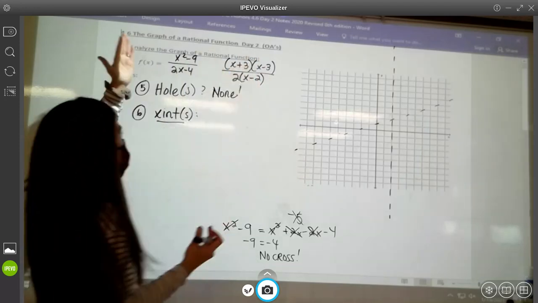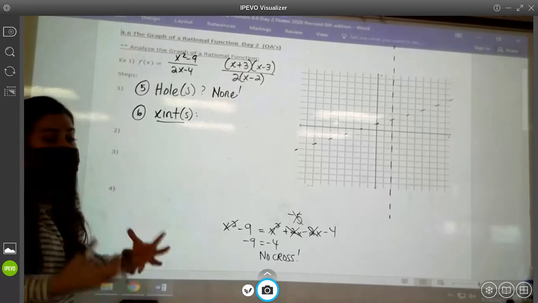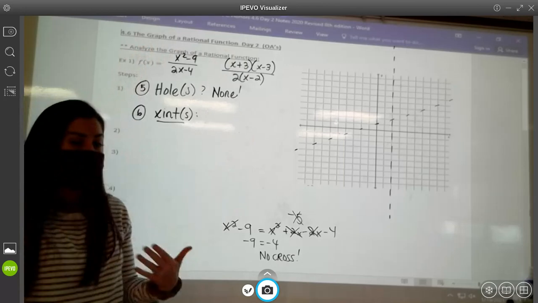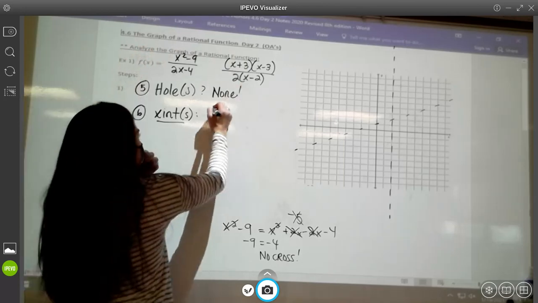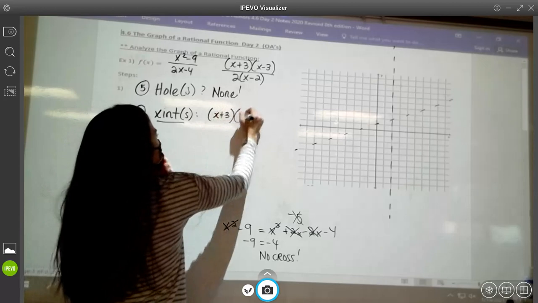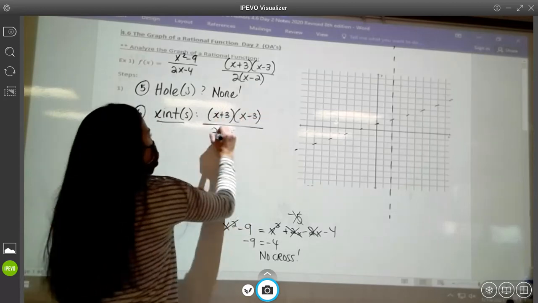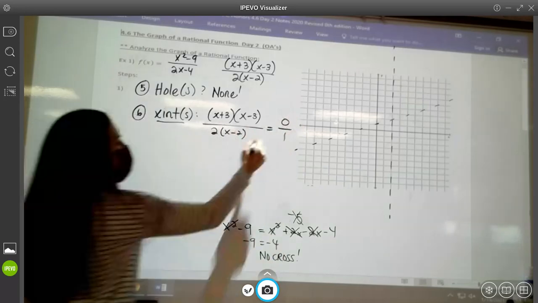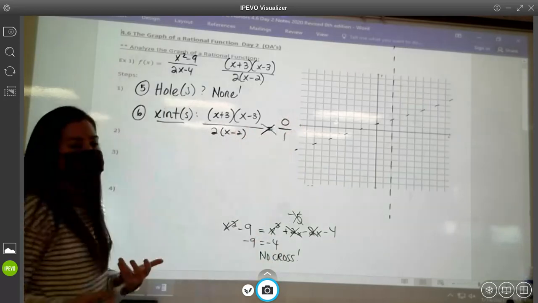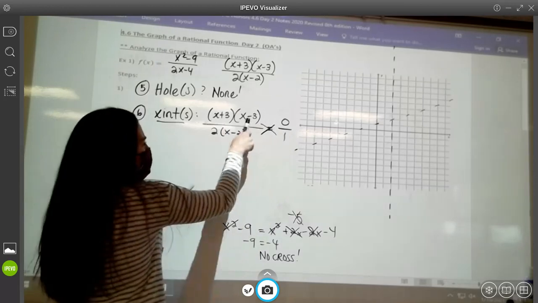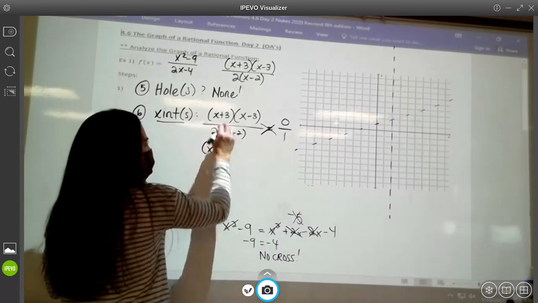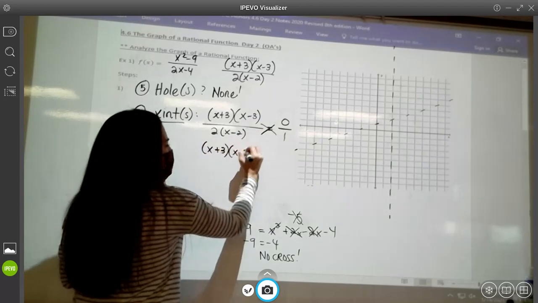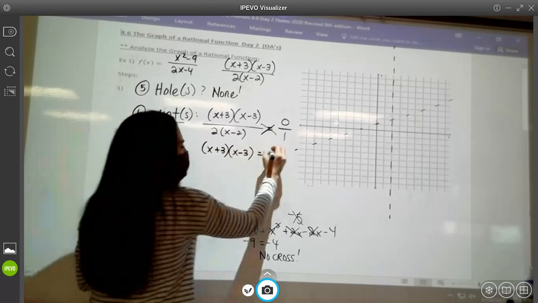Do I want to set this one equal to 0 or do I want to set that one equal to 0? Sometimes it's easier to work with the multiplied out one, and sometimes it's easier to work with the factored one. All right, I'm going to take the factored one. X plus 3 times x minus 3 over 2 times x minus 2, set it equal to 0, cross multiply. When we cross multiply, it's always going to end up that it's the numerator that ends up getting set equal to 0. X plus 3 times x minus 3 times 1 equals 0 times all that is 0.